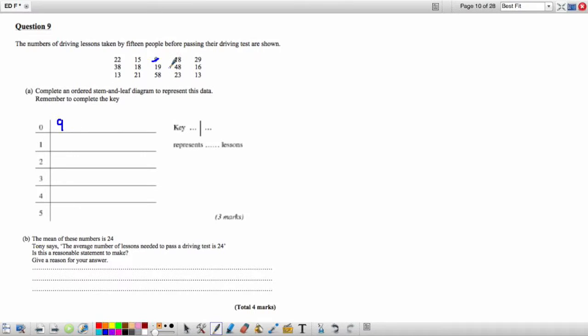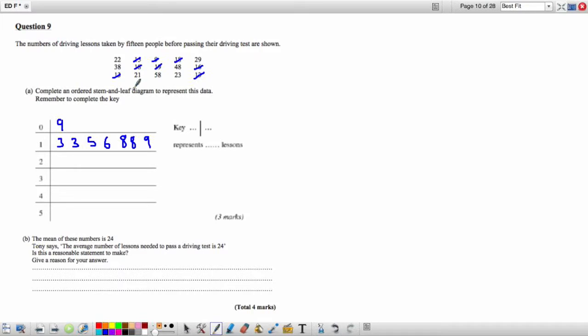We're then looking for the teens. So we're starting off here with 13, which is twice. So in our next row down, we write 3 and then 3. We have 15, so 5. We have 16, 6. We have 18 twice, so 8 and 8, and 19, so 9 here.